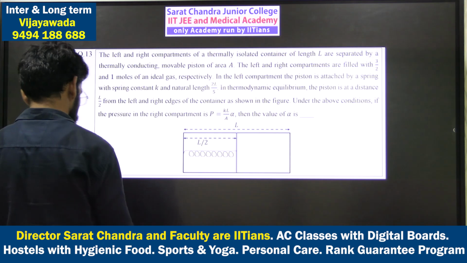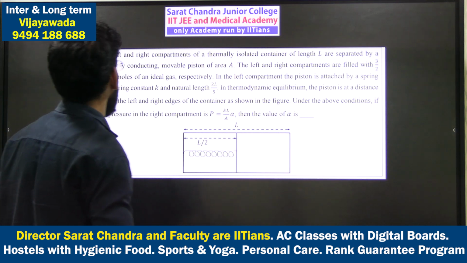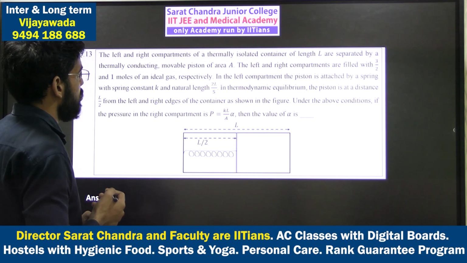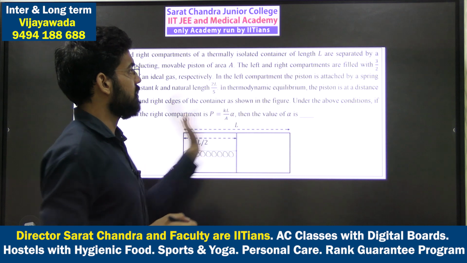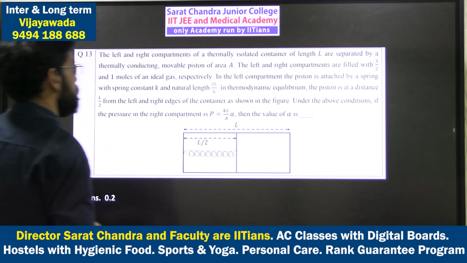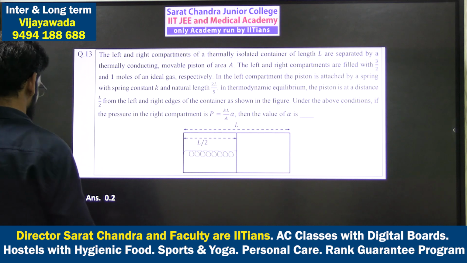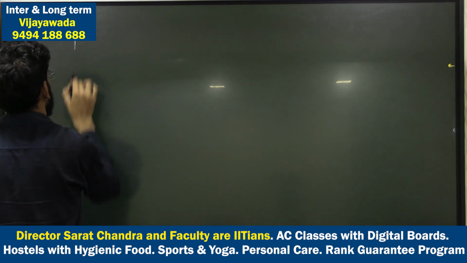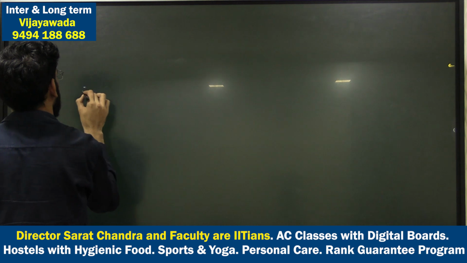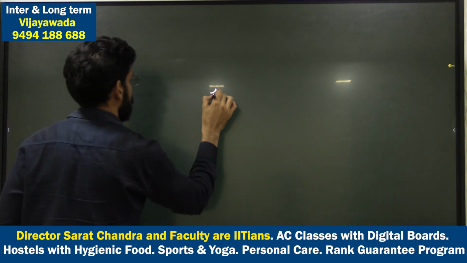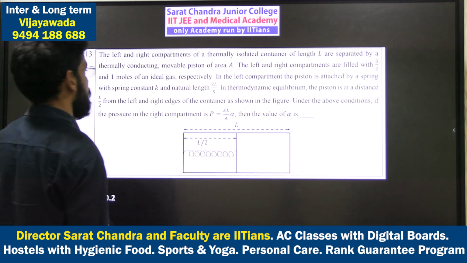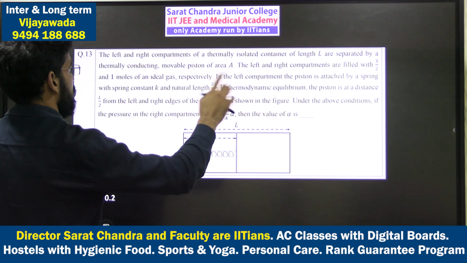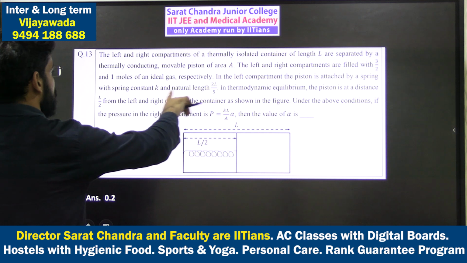What the question is saying is a left and a right compartment of a thermally insulated container of length L are separated by a thermally conducting movable piston of area A. So area of cross section A, left and right are filled with 3 by 2 and 1 mole. Okay, let's consider this thing. Let me draw 3 by 2 mole this side, okay, and 1 mole this side. Am I correct? 3 by 2 on the left and 1 on the right side. Okay, L length, movable piston, area of cross section A.